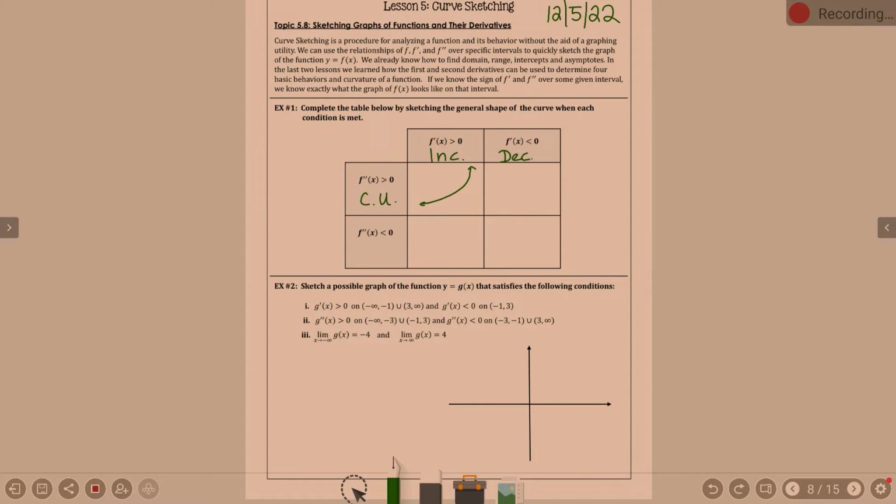What if we change it to first derivative less than 0? Flip it, as in something like that. Wait, that's not concave up. That wasn't decreasing either. Oh, I flipped it the wrong way the first time. Is this right? Decreasing, it looks right, and concave up. Yes. Wait, let me check. Okay, it agrees with my answer key.